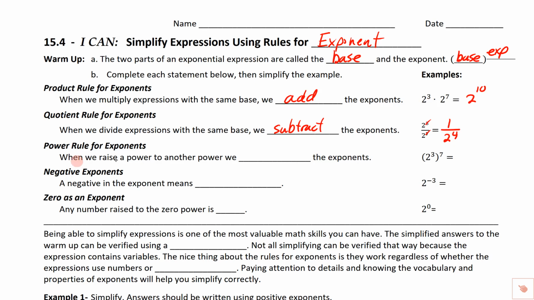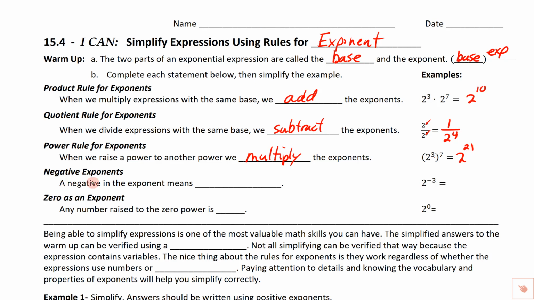And then we've got the power rule for exponents. When we raise a power to another power, then we multiply. So let's write: multiply the exponents. So on this one, we've got 2 to the third raised to the 7th. And notice that I'm using the same base in all of these examples here, and then the same exponents. We're just applying them differently. So product here, quotient here, and then a power raised to a power. So this is going to be 2 to the 21st. That is a gigantic number. We certainly don't want to write down what that one is.